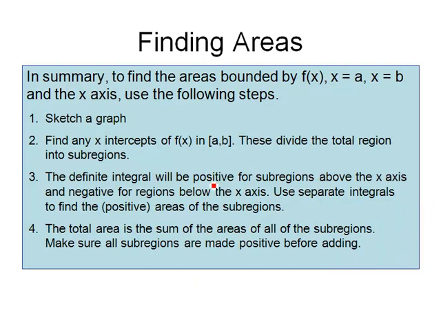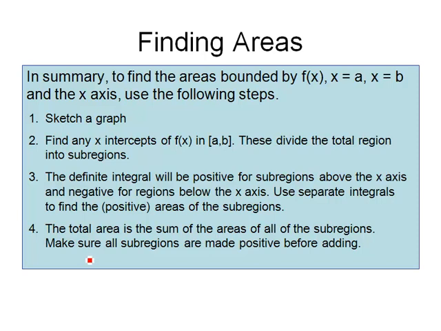So in summary, to find the area bounded by f of x, x equals a, x equals b, and the x-axis, we have to use the following steps. The first thing you're going to want to do is sketch a graph over that interval. Find any x-intercepts of f of x in a to b, and then divide the region into subregions. The definite integral will be positive for subregions above the x-axis and negative for regions below the x-axis. So we'll use separate integrals to find the positive areas of those subregions, and we might need to take the absolute value to do that.